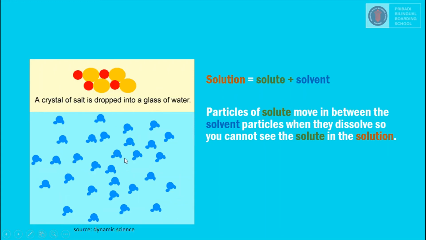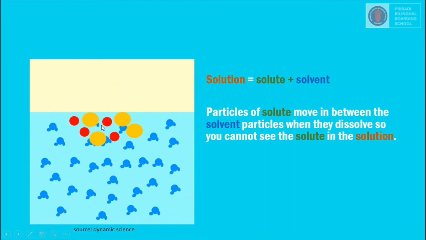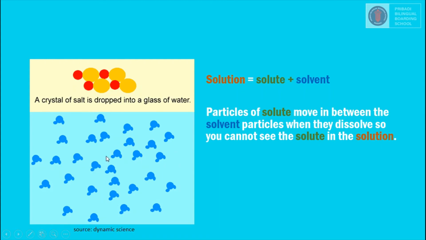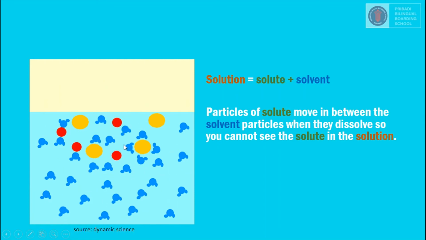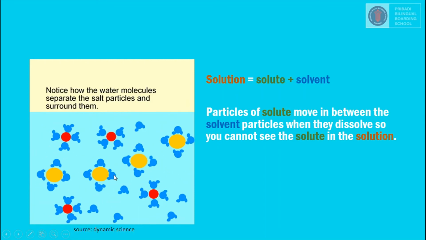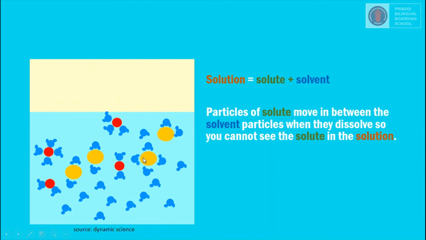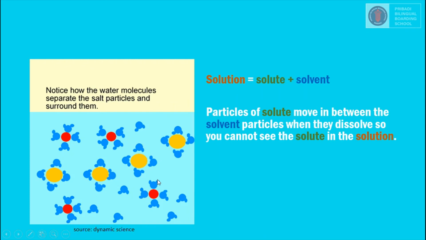The solvent is the water, while the solute is the salt. So the particles of salt move in and are covered by the particles of water, which is the solvent. That's why you cannot see the solute in the solution. It means that the salt has completely dissolved into the water. This is the process of making a solution. So the salt is the solute, this is the solvent. When they mix together and completely dissolve, we call it a solution.